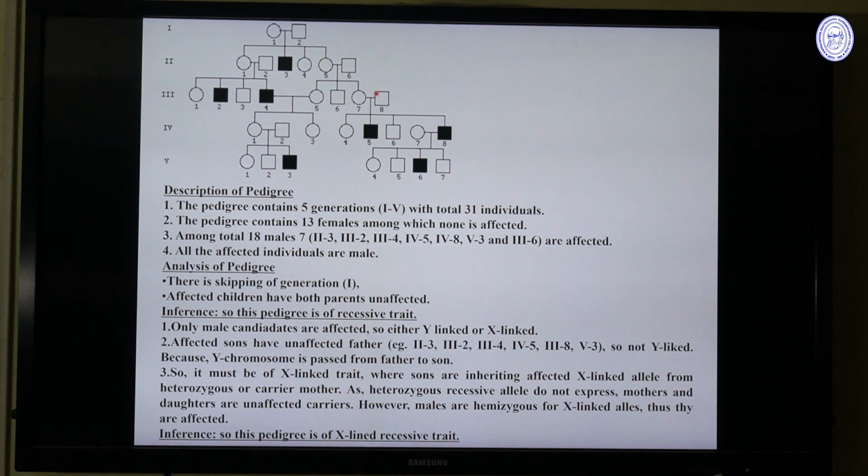There are 5 generations with a total of 31 individuals. The pedigree contains 13 females, among which none is affected. So, this is a very significant finding. Among a total of 18 males, 7 are affected. So, a very high number. All the affected individuals are male.